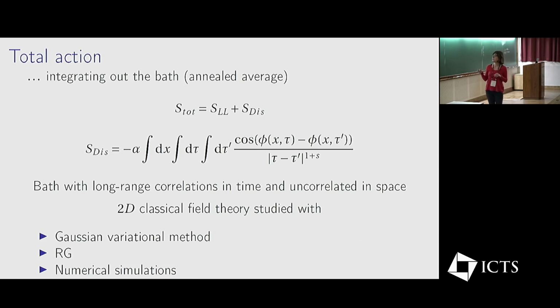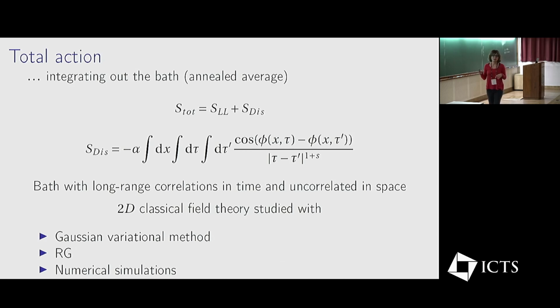Due to the representation of the density in terms of the field phi, we have this type of cosine term in the interaction. And this kernel here, 1 over (tau minus tau prime) to the 1 plus s, is due to the type of dissipation that we have chosen. And so the exponent s here is the one that I was talking about before.